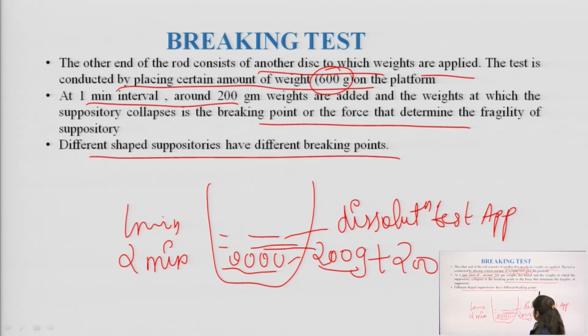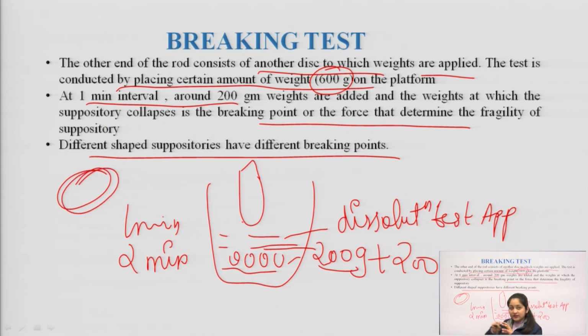Different shaped suppositories have different breaking points. Here the point is very important. Different shapes of suppositories are definitely going to have a different breaking point. If the suppositories are supposed to be placed in the rectum, they are going to have this size, and definitely the size of the suppositories might vary. For example, if we are making pessaries which usually have a disc shape, definitely the time taken by the suppository is going to vary. So the breaking point is definitely going to vary depending upon the size, because as we know, as the size differs, the distribution of forces is also different at each and every point.